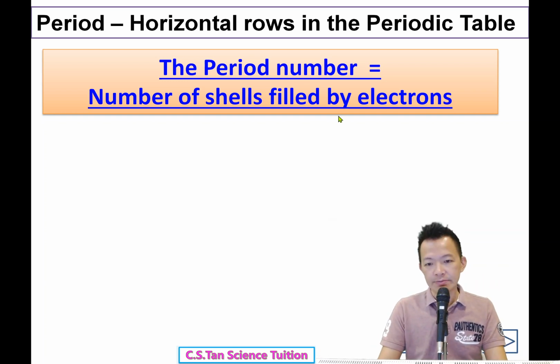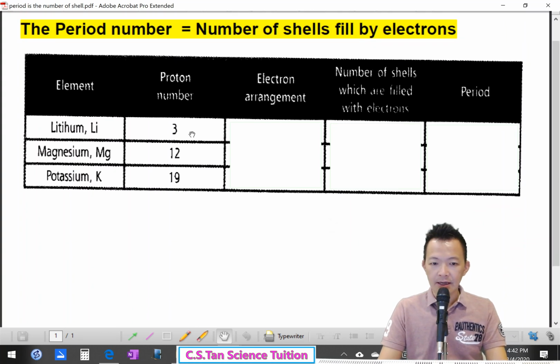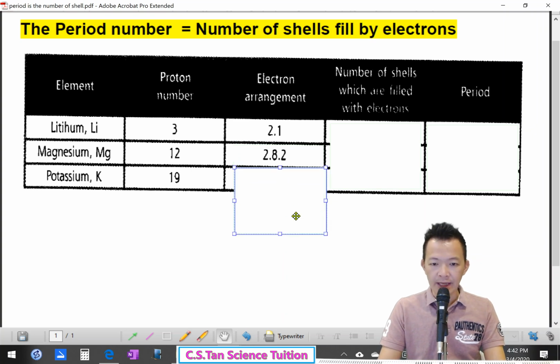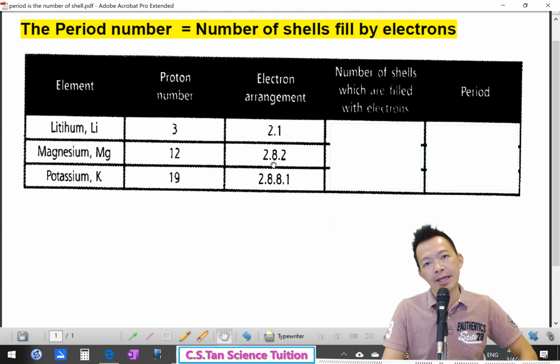Or what's the meaning? Look at the example. Lithium's electron arrangement is 2.1. Magnesium is 2.8.2, potassium is 2.8.8.1. So how many shells are filled with electrons? Lithium has 2 shells, magnesium has 3 shells, and potassium has 4 shells, right?